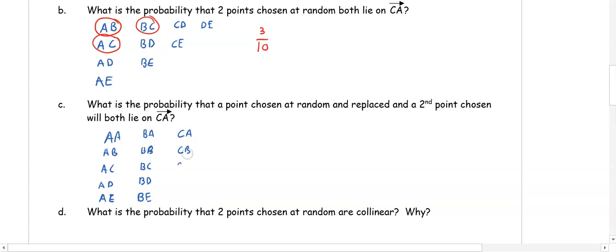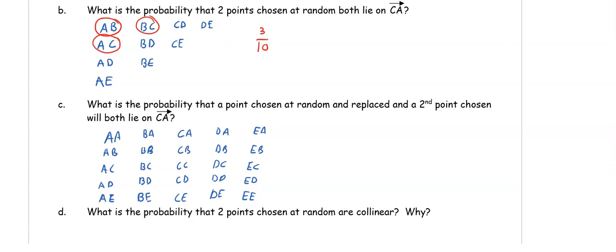CA, CB, CC, CD, and CE. DA, DB, DC, DD, and DE. And then we have EA, EB, EC, ED, and EE. So we're still looking for combinations that have an A, B, or C in them.